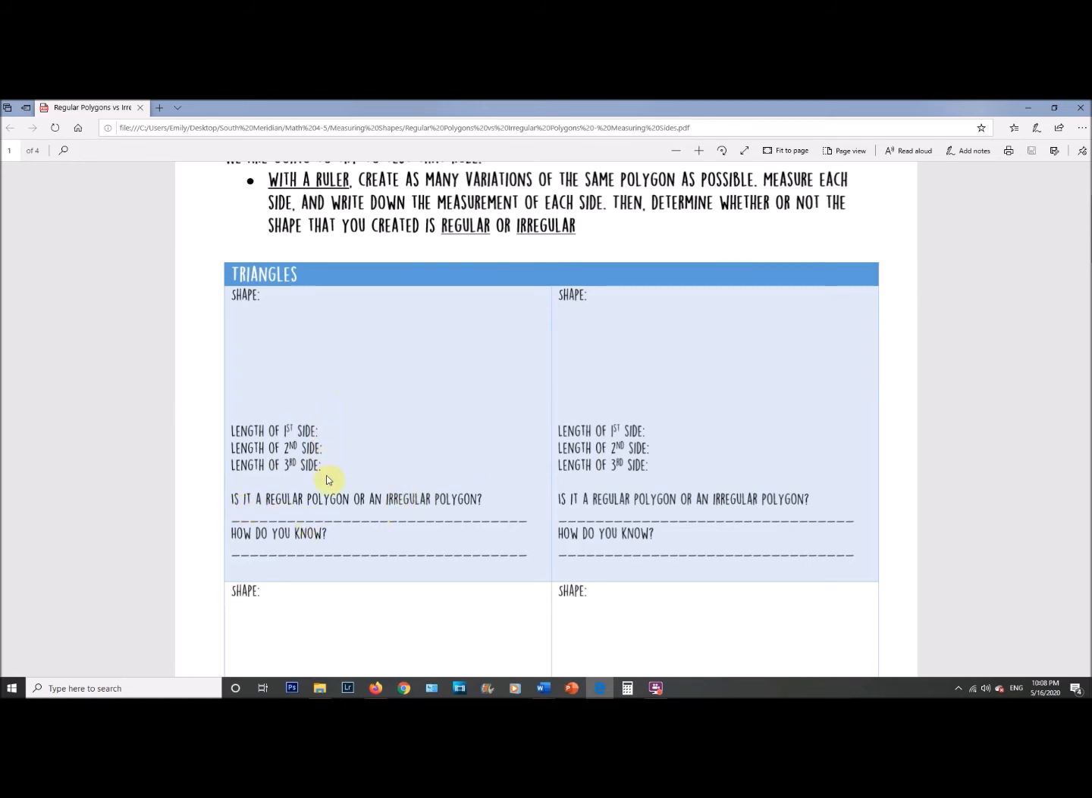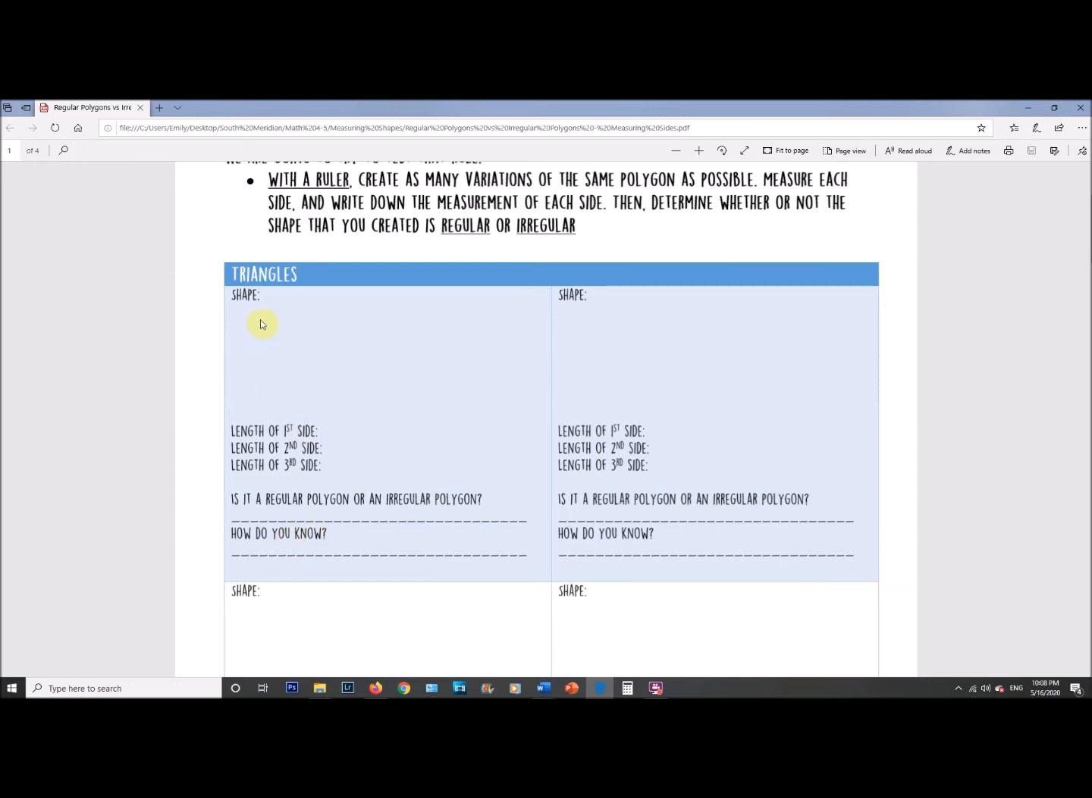If all three sides are the same, then you're going to write down, it is a regular polygon. If it says, how do you know? You're going to write down every single time that it is a regular polygon, I know, because all three sides measure the same length. That's the only way that we know.